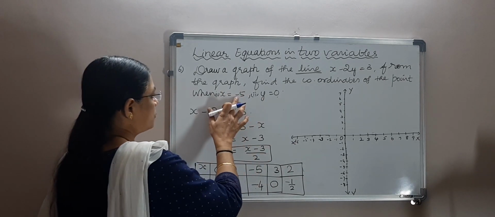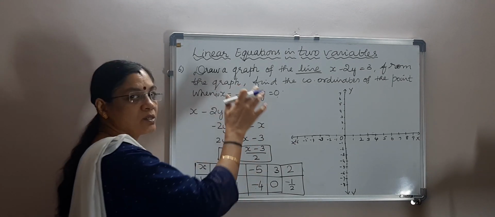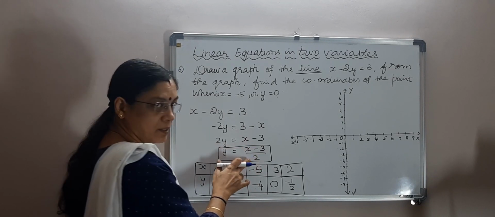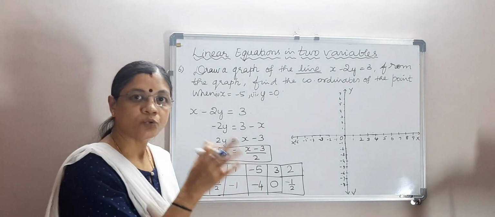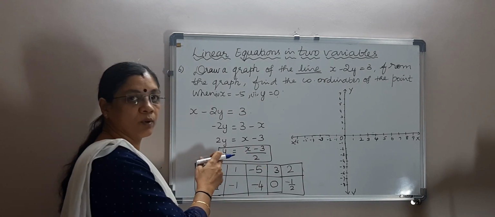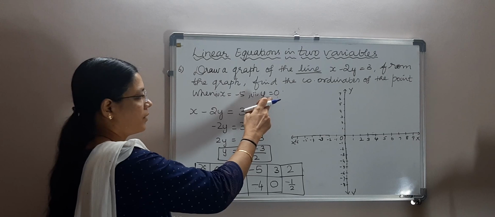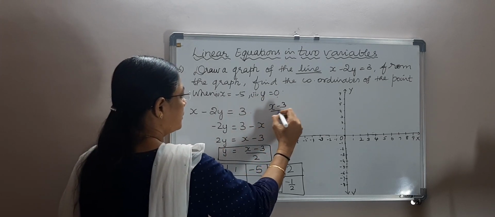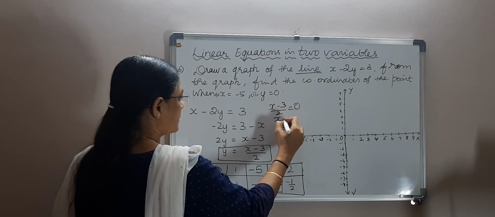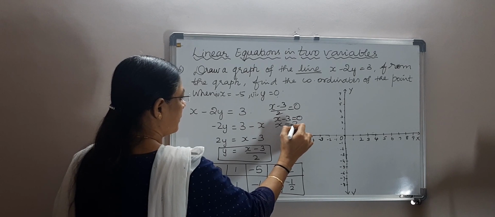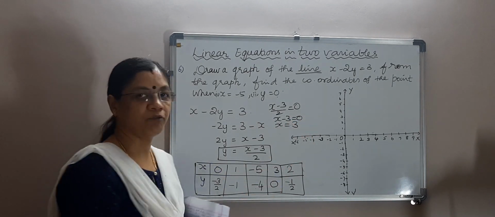Now I have substituted x is equal to minus 5 as given in the question. So minus 5 minus 3 is minus 8. Minus 8 divided by 2 is minus 4. So y is minus 4. Now for y is equal to 0, they have asked you. So when I substitute 0 here, x minus 3 by 2 will be equal to 0, or x minus 3 is equal to 0, or x is equal to plus 3, isn't it? So 3 we have here.